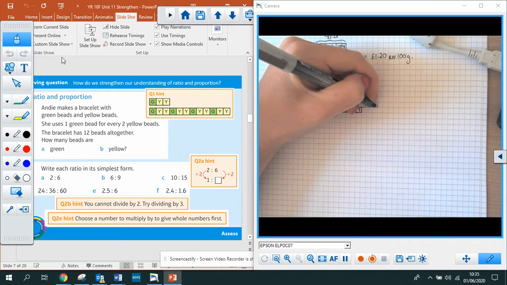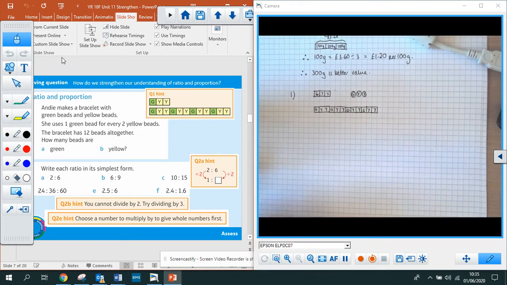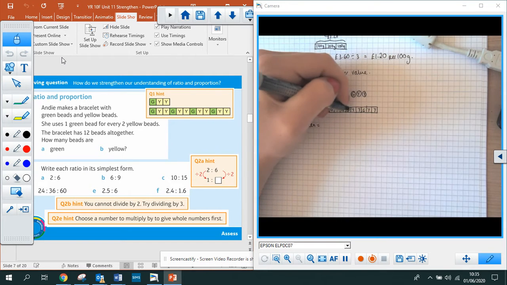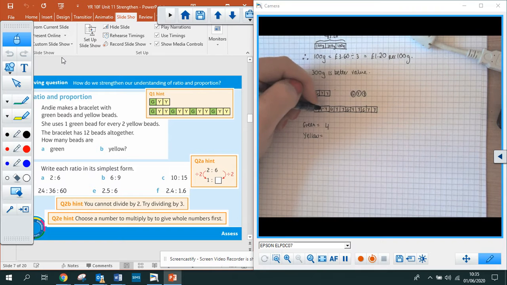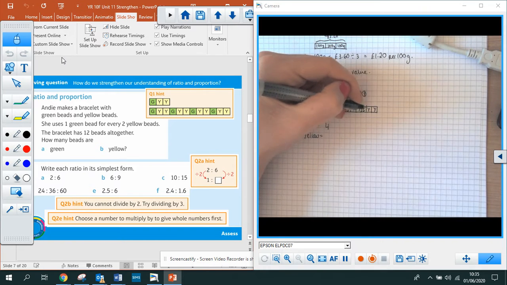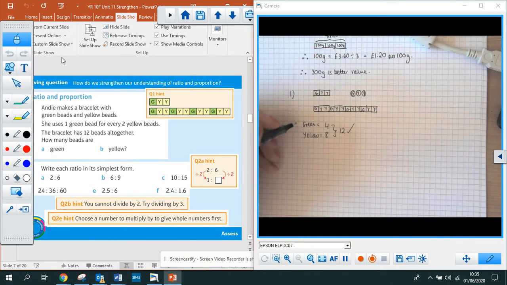And the fourth set is going to give me my 12 beads that she has in her bracelet, green, yellow, and yellow. So it says how many of the beads are green. So green, we have 1, 2, 3, 4. There's 4 green beads. And of the yellow, we have 1, 2, 3, 4, 5, 6, 7, 8. So we have 8 yellow beads. And you can do a quick final check and say, is 4 plus 8 12? Yes, it is. Okay. So we've answered part A and part B there.